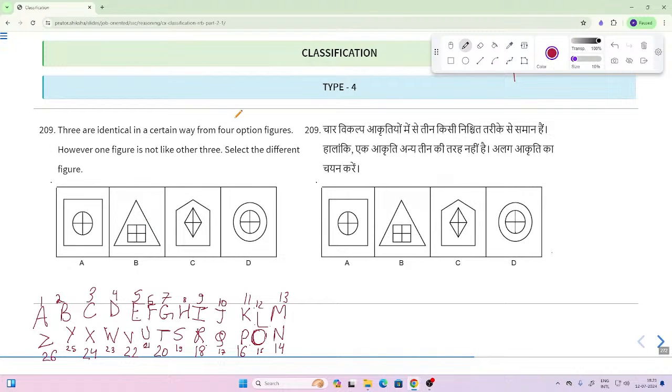Three identical figures in a certain way from four option figures. If one figure is not like the remaining, select the different figure. Square inside a circle. Circle inside a square. Triangle inside a square. Circle inside a square. Square inside a triangle. A hexagon inside a pentagon. And a circle inside a circle.